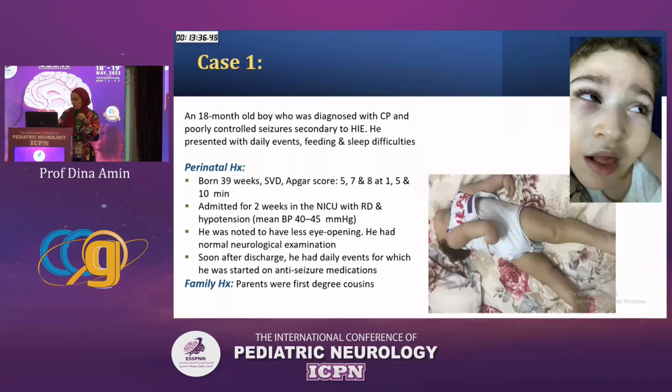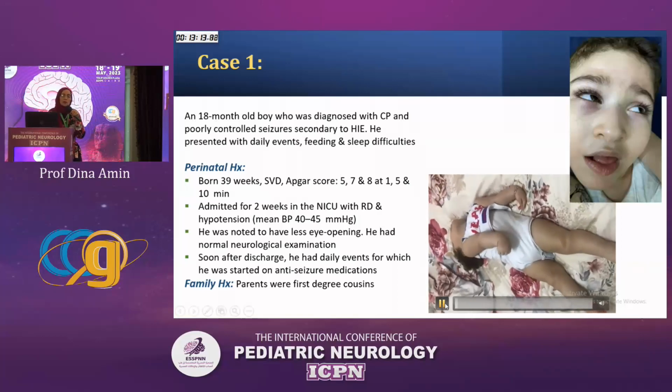Okay, so our first case, this is an 18-month-old boy who presented to our clinic with the diagnosis of cerebral palsy and refractory seizures. He has poorly controlled seizures. He was diagnosed as hypoxic ischemic encephalopathy, with daily events that I will show on the video, and sleep difficulties. And for the sake of time, I play the video while I'm speaking about the history.